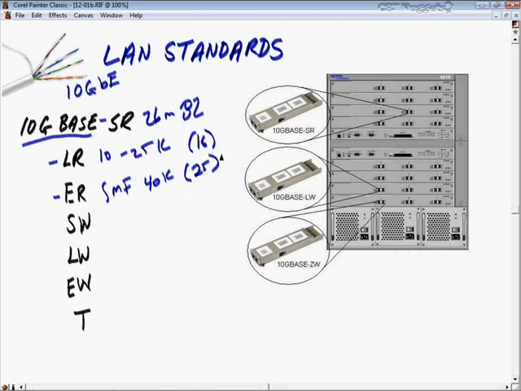These are the main ones you should know for your exam. I'm not going to go into all the details because you're not going to have to memorize all these specifications, but I want you to memorize these for your exam. There's also 10G base SW, LW, EW, and T. And you can see over here, for example, an LW fiber port in this Nortel switch. 10 gigabit Ethernet, the fastest standard available.